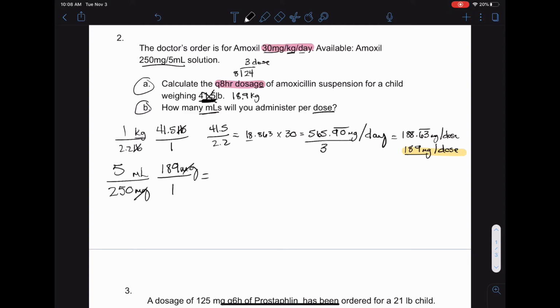So 5 times 189 equals 945, divided by 250 is 3.78 mils. Now you're usually not going to measure out to the 0.78 mils. Let's just go ahead and round it to 3.7 mils.